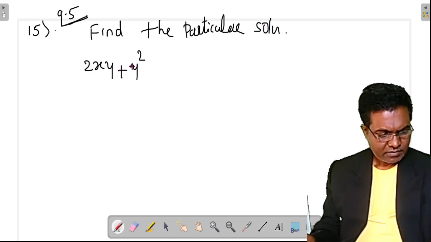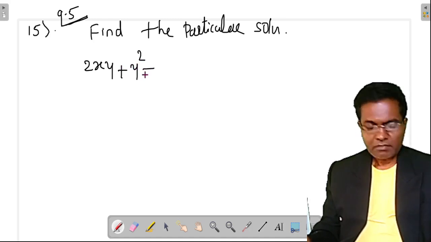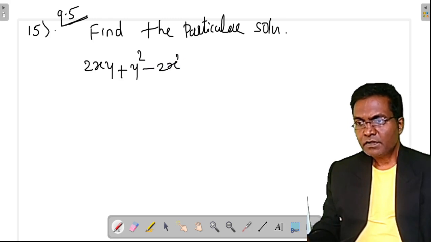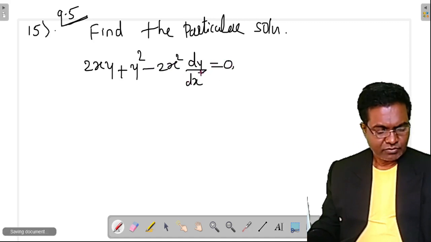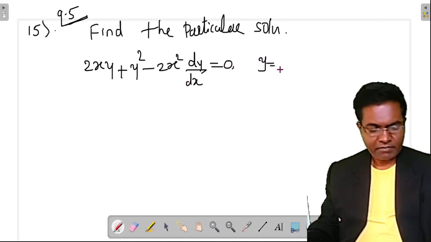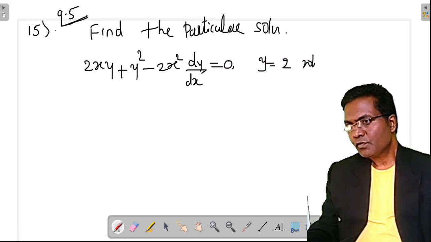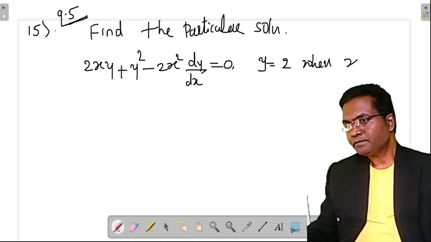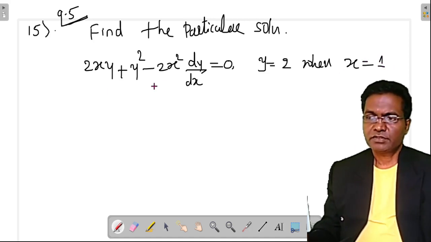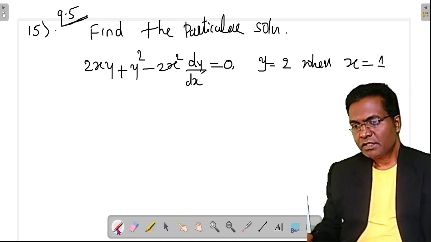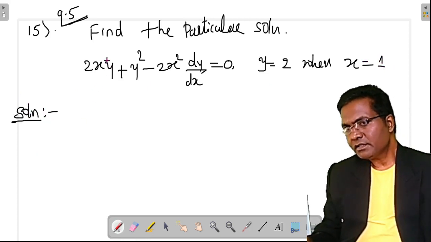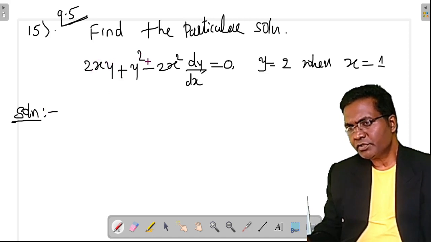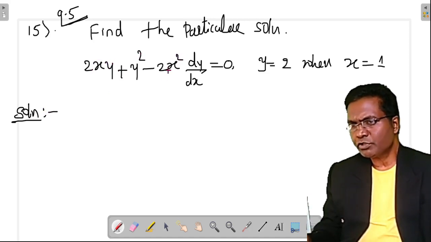2xy plus y square minus 2x square dy by dx equals 0, and you are given y is 2 when x is 1. Now look at this. Degree of this term is 2, degree of this is 2, degree of this is 2. So clearly it is homogeneous.